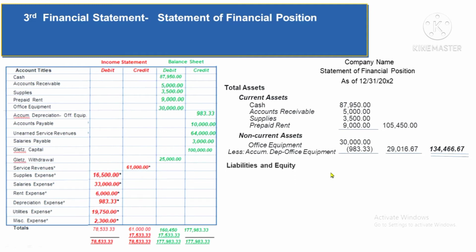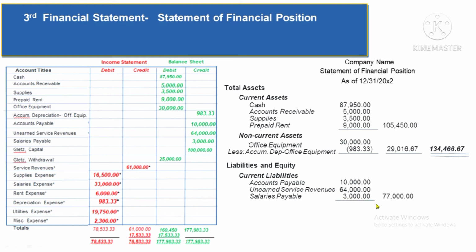Now we will start with the liabilities, and we will start with the current liabilities, or in simple terms, the short-term liabilities. So we have here the accounts payable, the unearned service revenues, and the salaries payable in the amount of 10,000, 64,000, and 3,000. We have to copy those and we need to get their sum. Their sum is 77,000. Unfortunately though, in our illustrative problem, we don't have any mention of any non-current liabilities, so we put 0 on the non-current liabilities. So that means our total liabilities is 77,000 also.